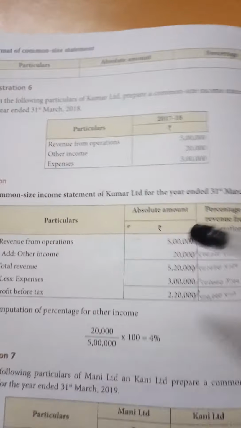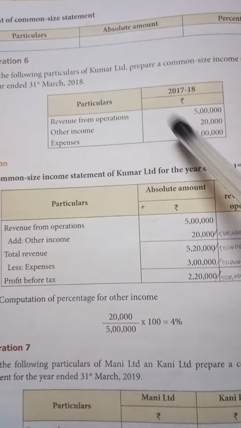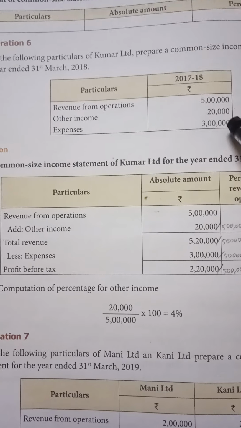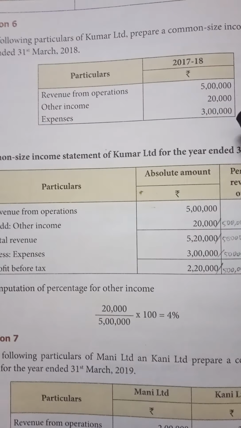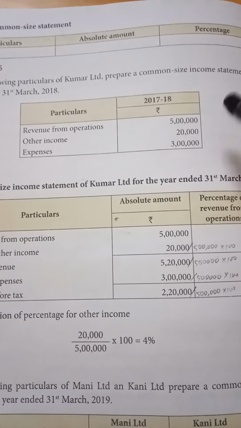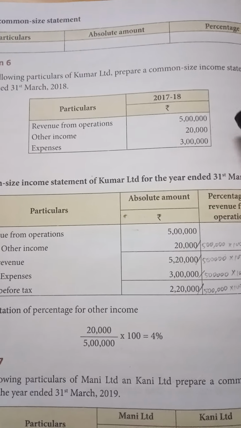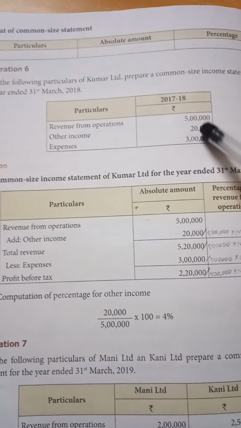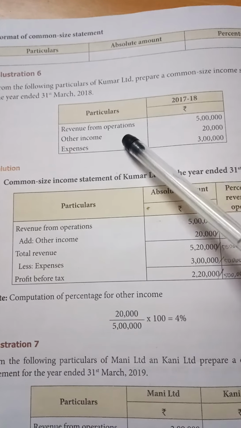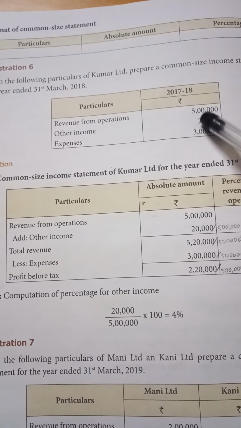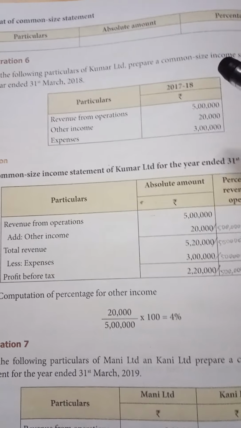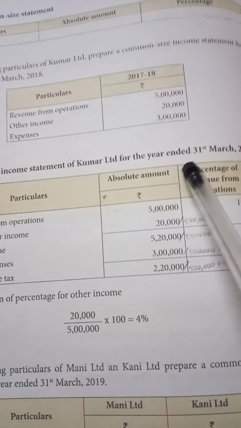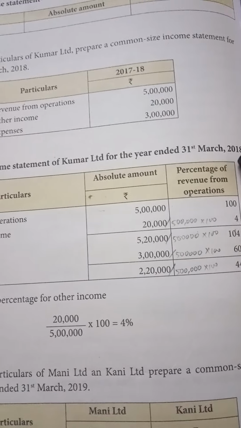Then moving on to the solution part, you have your particulars, you have your 2017-18 information. Mostly it will be given as one or even two different firms or two different years also will be there. So in the upcoming illustrations we will see all those. For now, this illustration has only the particulars and 1 year data. So now, common size income statement of Kumar Limited for the year ended 31st March 2018.